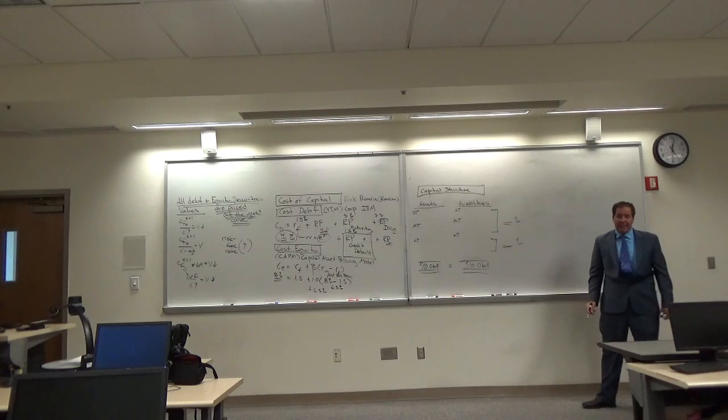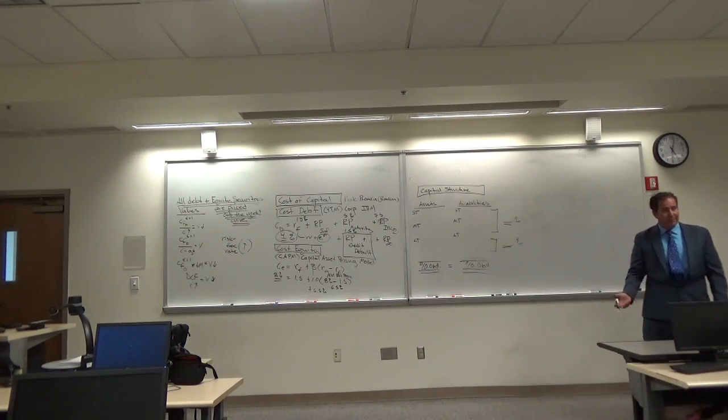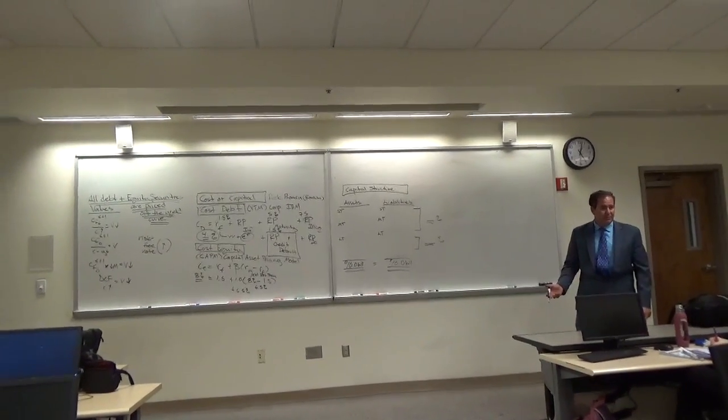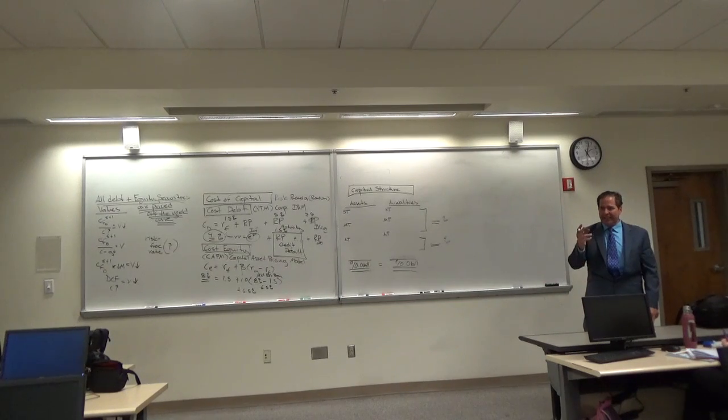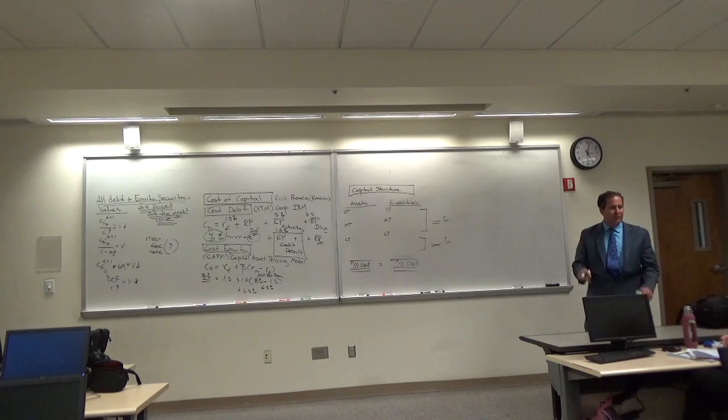I mean, do you think IBM is financed 70% equity and 30% debt? Or is it 70% debt, 30% equity? What do you think is most likely? Of the two, which one do you think is most likely? 30% equity. Anybody else?